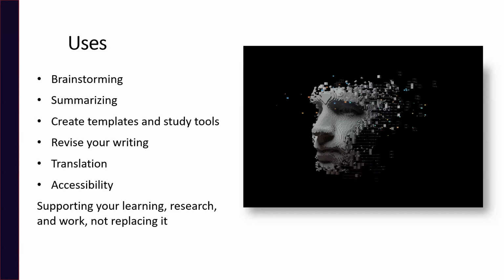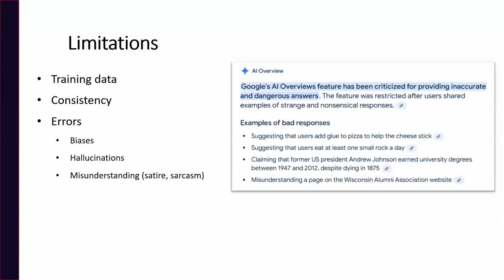And so the important thing to remember about AI is that you want to be using it to support your own learning, research, and work, but it's not a replacement for it. As we talk a little bit further, you'll see some of the problems with relying solely on AI as a tool. So remember that it is a support tool. It does not replace you either as a student or as a researcher or as a faculty member.